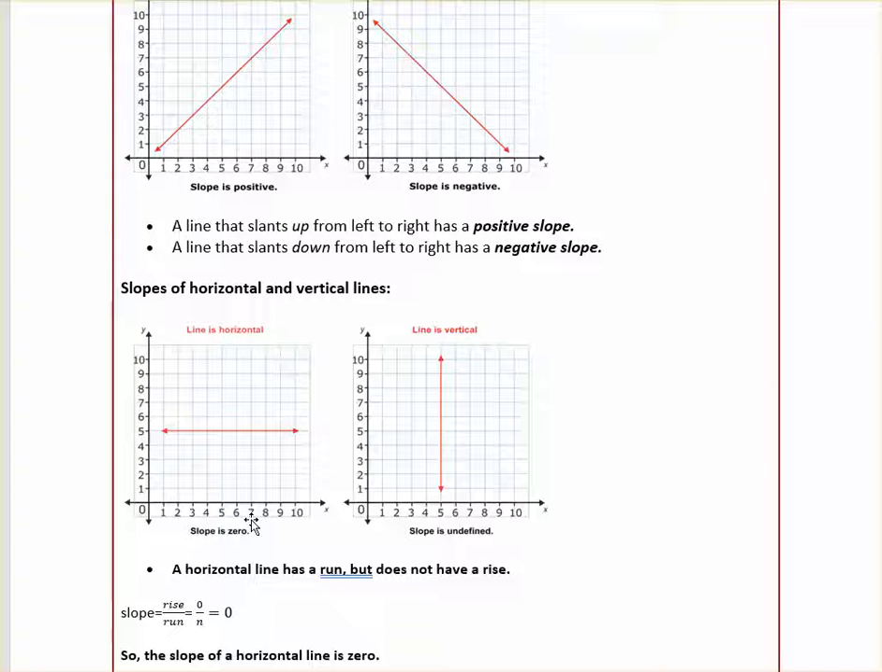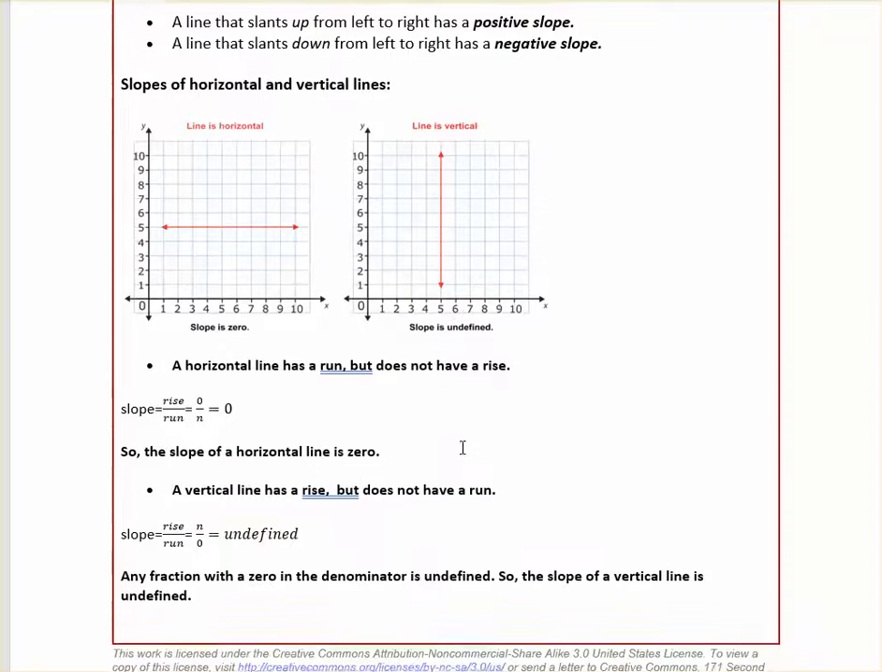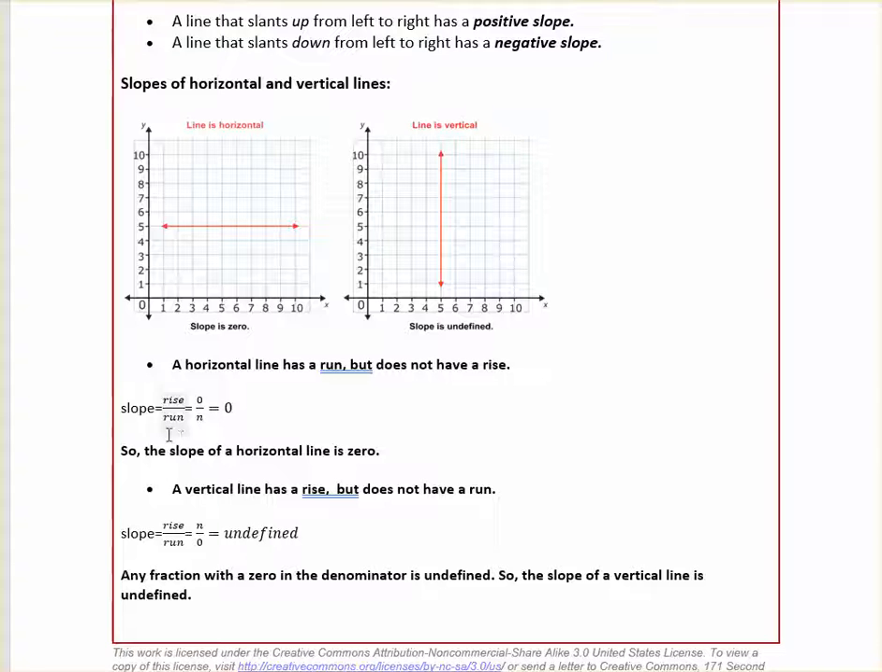And again, that's something that we explored in the Gizmo activity. And a vertical line has a slope that is undefined. That's because there is no run, and we cannot divide by 0. So here's the calculations to find the slope of a horizontal line and the slope of a vertical line.